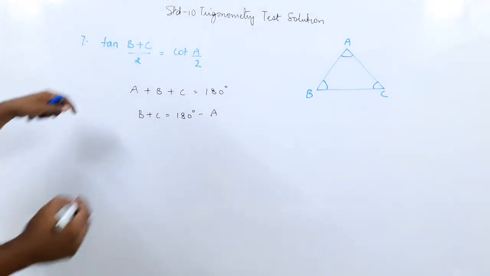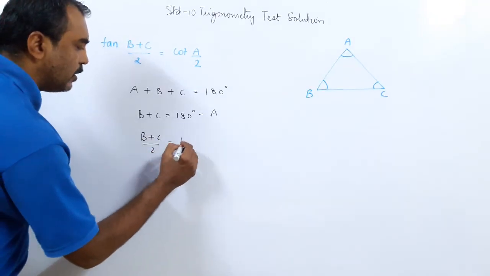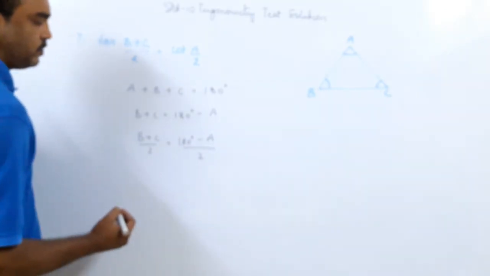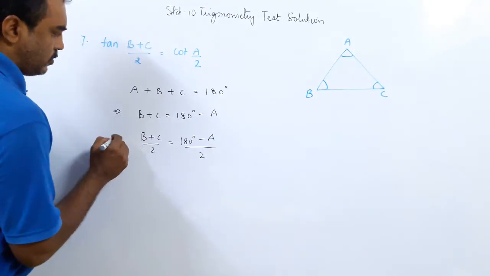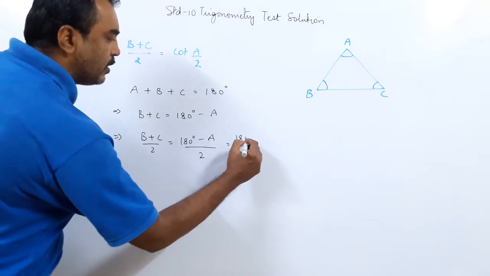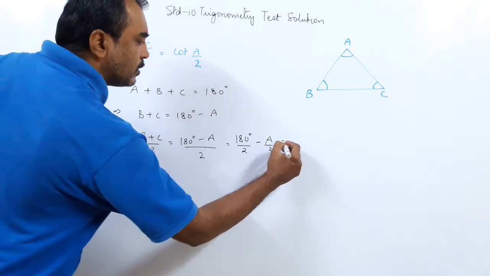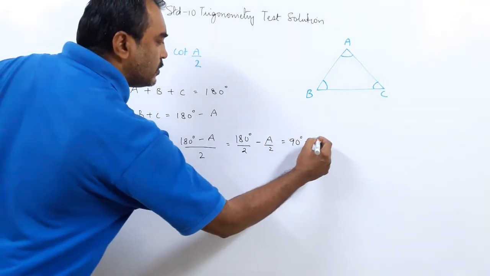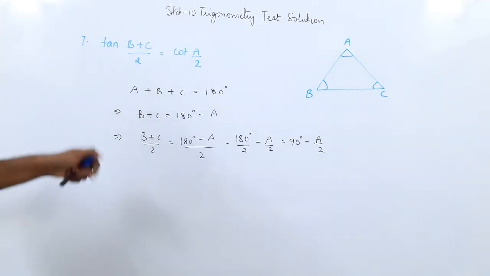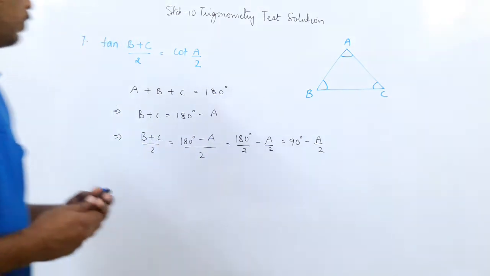And it is B plus C upon 2. So B plus C upon 2 equal to 180 degree minus A upon 2. Okay, not to forget to write this. So if I separate it, I got 180 degree upon 2 minus A upon 2, that is 90 degree minus A upon 2. So after solving this, I get B plus C upon 2 equal to 90 degree minus A upon 2.